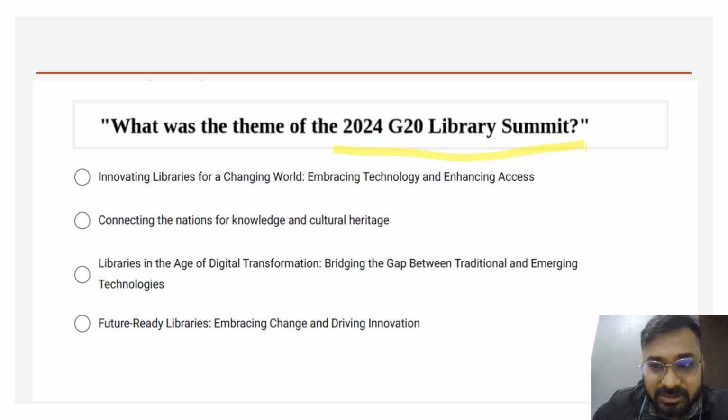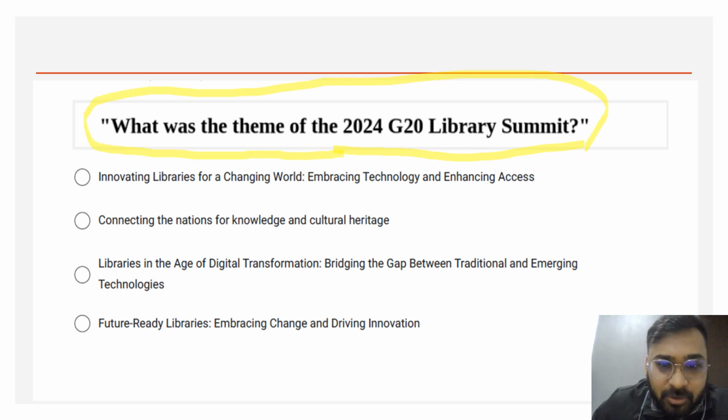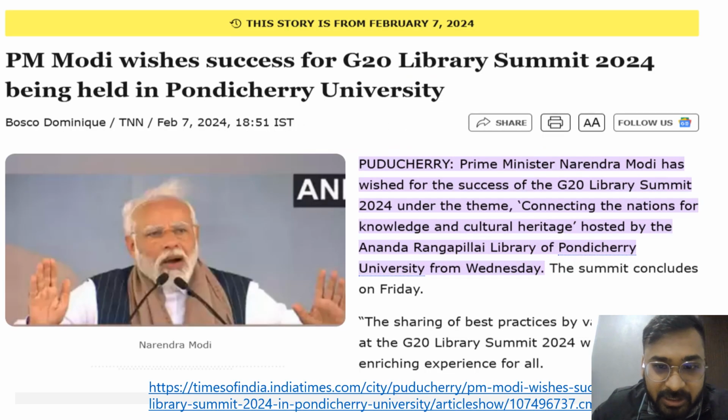Here, what was the theme of the 2024 G20 Library Summit, which was held, I guess, in Pondicherry, yeah? There was a slogan, innovating library for a changing world. Emphasis now, yeah, it is connecting the nations for knowledge and cultural heritage. This is the theme. Let me show you. Yeah, it was in Pondicherry. So are you seeing how we are dealing with the questions? These are current affairs that you need to know.